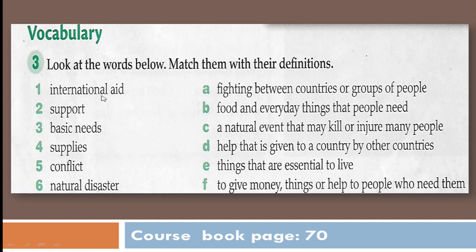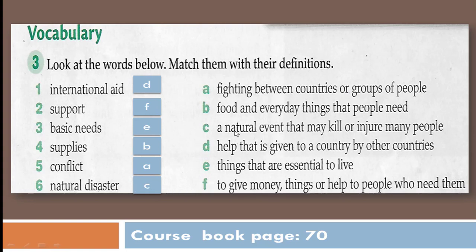What do you think international aid means? Great, good job. It is help that is given to a country by other countries. Support. Great. It is to give money, things, or help to people who need them. Basic needs. Good job. Things that are essential to life or essential to live. Essential means important. Supplies. Supplies means food and everything that people need. Conflict. Great. Fighting between countries or groups of people. Natural disaster.